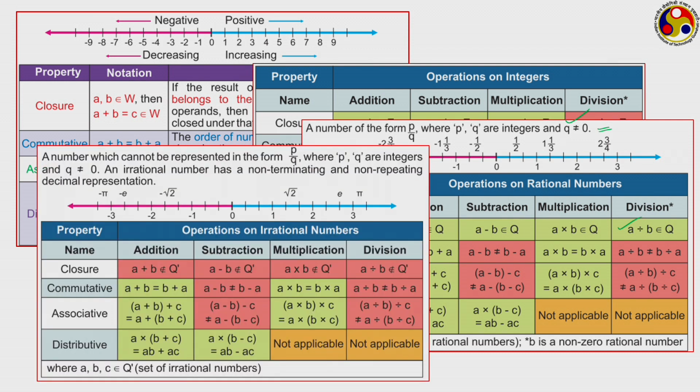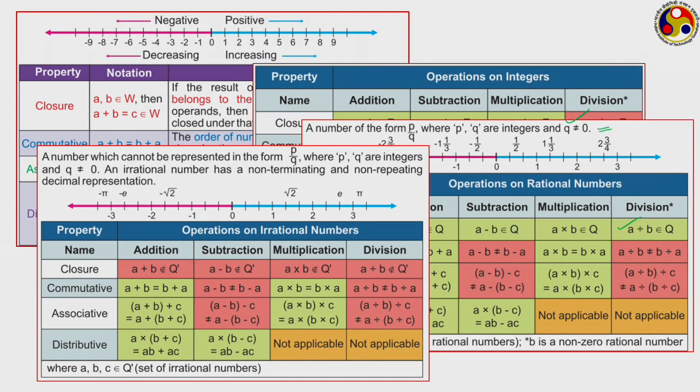Now, we go to irrational numbers. For irrational numbers, none of the mathematical operations lead to the closure of the data set, because their operation may lead to a rational number itself or maybe something else. Commutative and associative properties again do not hold for subtraction and division. So, these are certain properties of numbers.